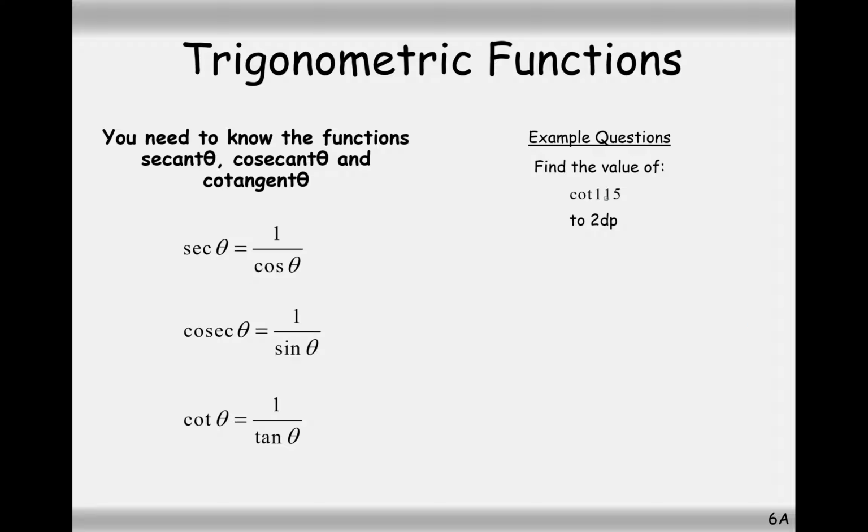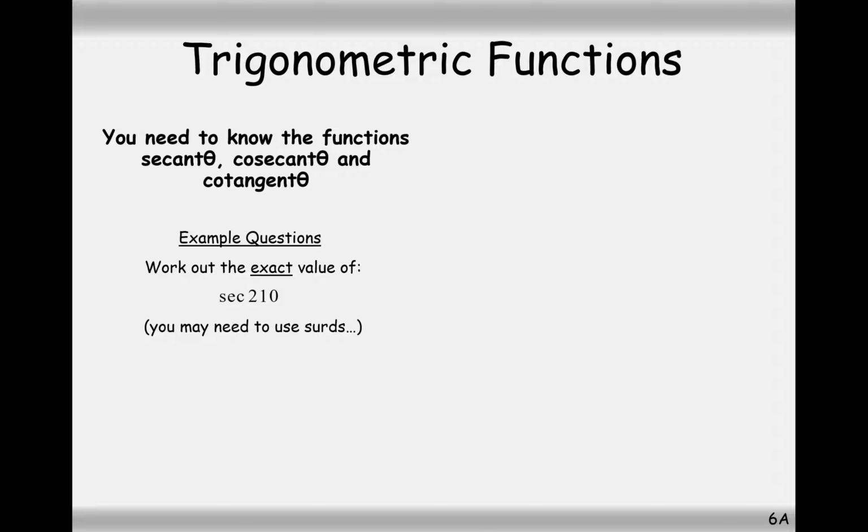Next question, find the value of cot of 115. So onto your calculator, fraction button, 1 over tan 115, and you get minus 0.47. Okay, let's look at exact values here.